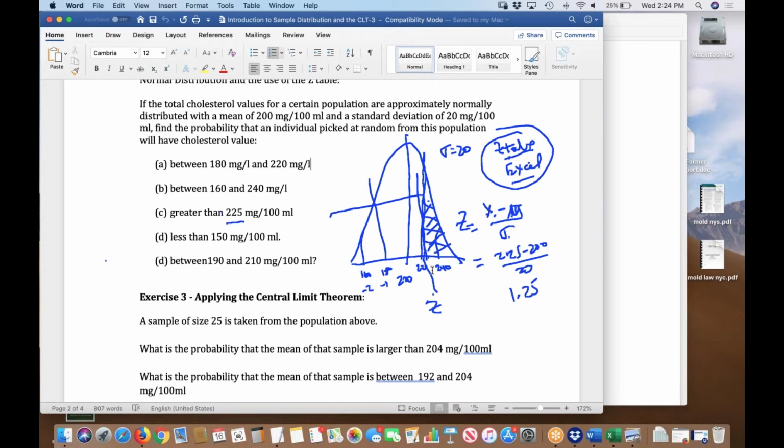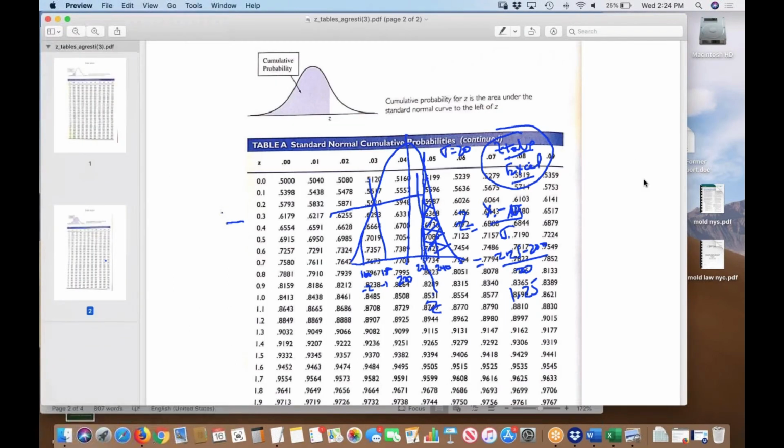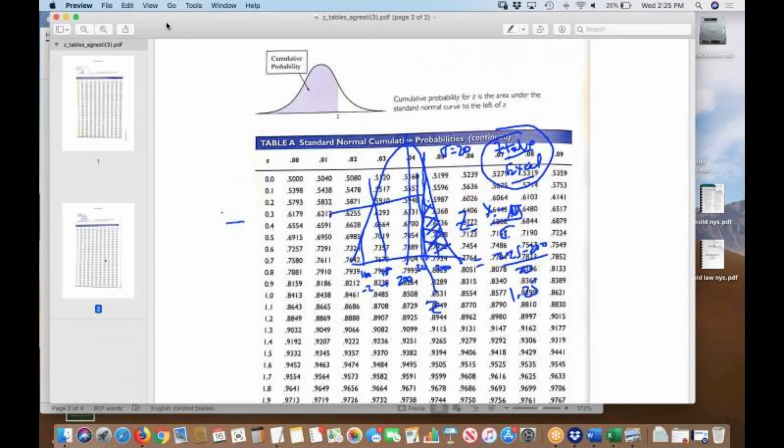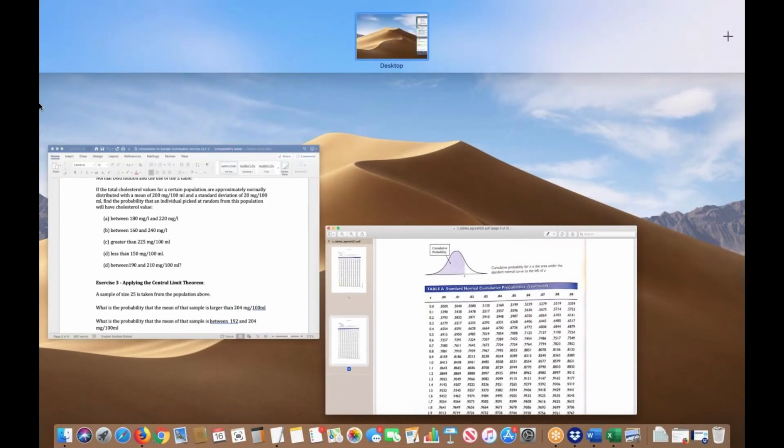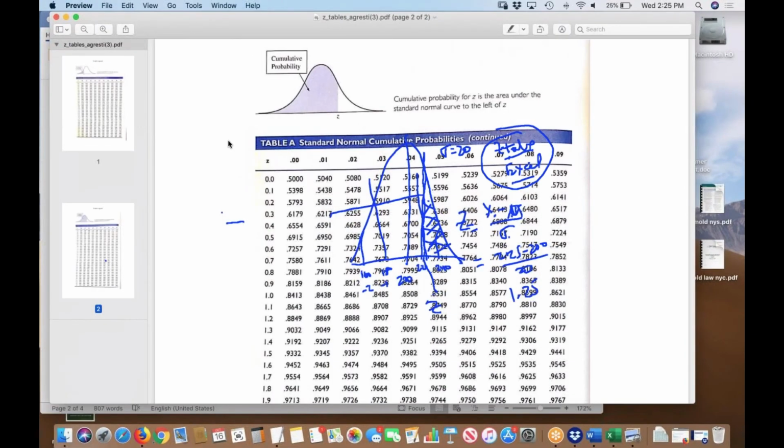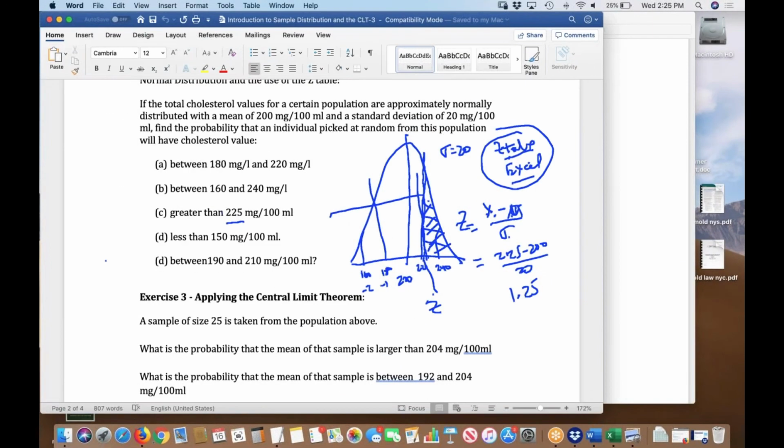So our Z score is 1.25, and this area that's related to it represents 89.44%, or 0.8944 if you express it as a proportion.